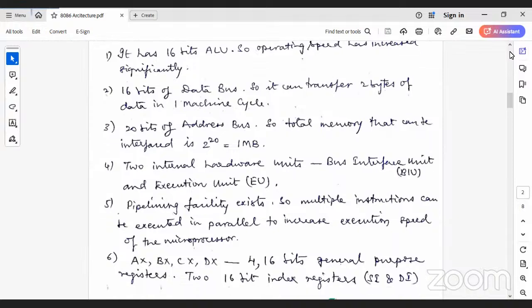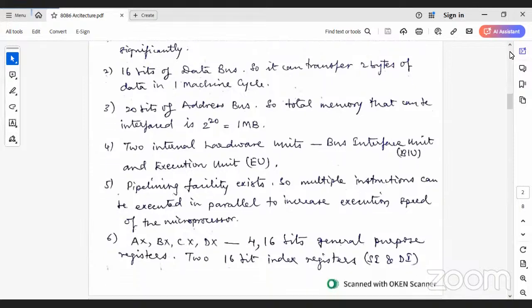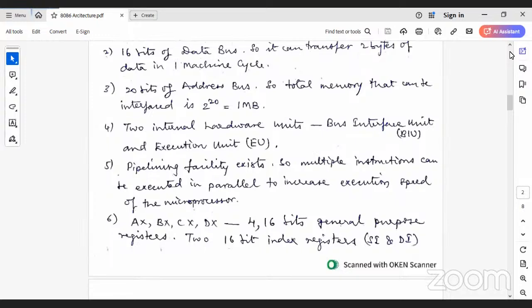Now, just now I said it has got 20 bits of address bus. So the total memory that can be interfaced to the processor will be 1 megabyte. Now, as you have seen in the block diagram, there are 2 separate units. So the whole architecture itself is having 2 hardware units: bus interface unit, which is BIU, and execution unit, which is EU. Pipelining facility exists.